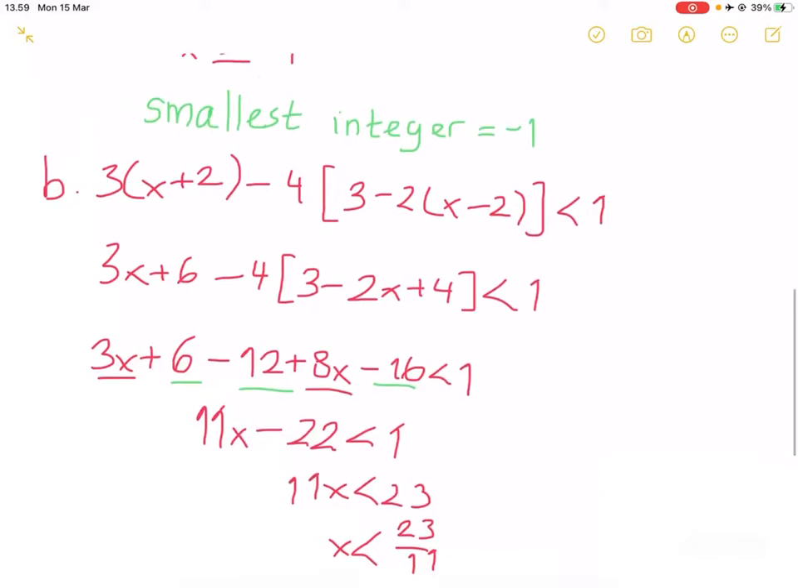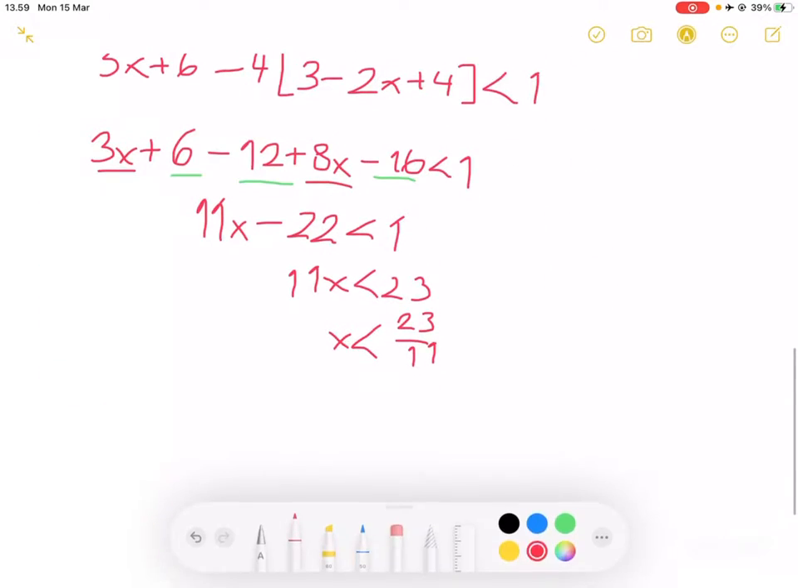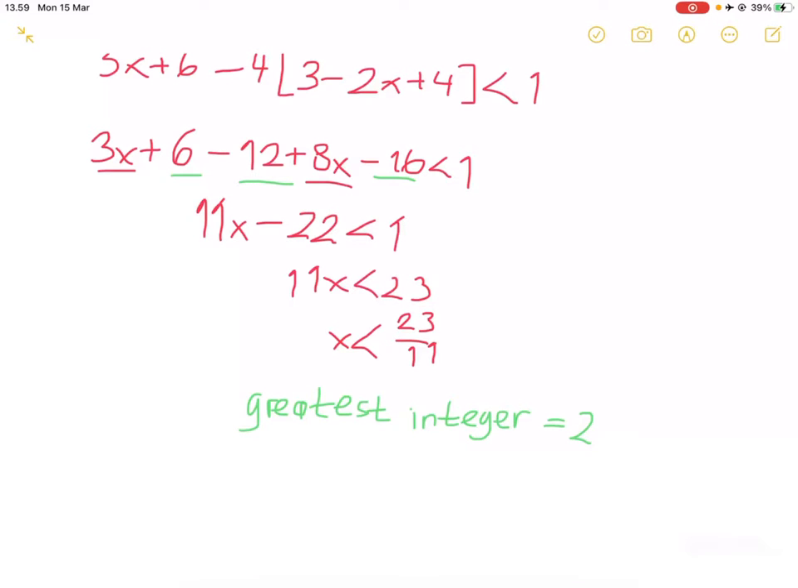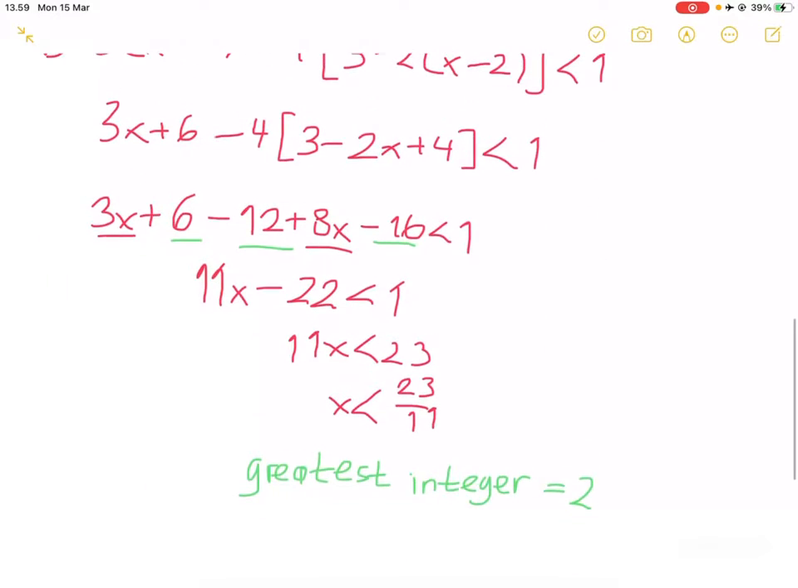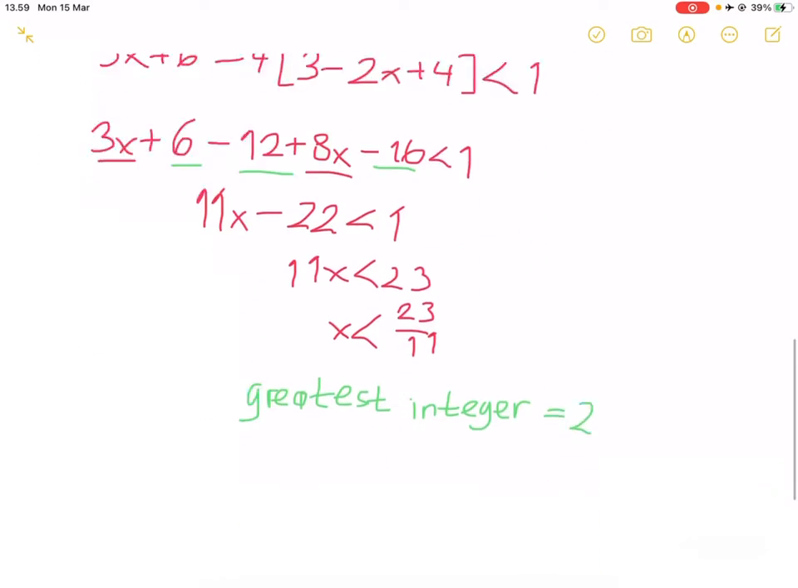And for the greatest or smallest integer in this case, since it is a less than or equal to sign, we will need to find the greatest integer. Notice if you go downwards from 23 over 11, the first integer that you meet will be 2. That's pretty easy to see if you plug that back into the inequality.